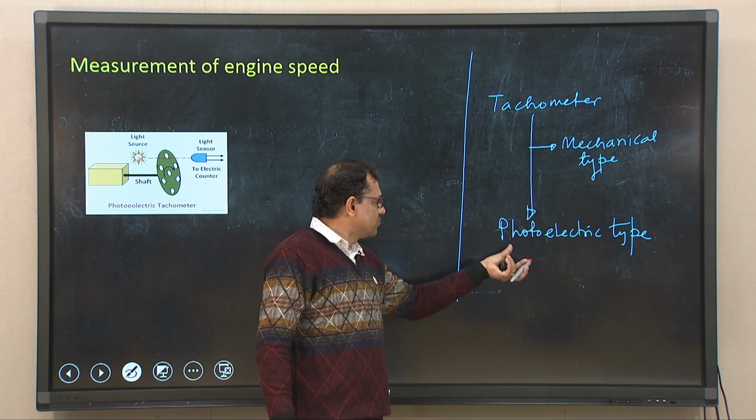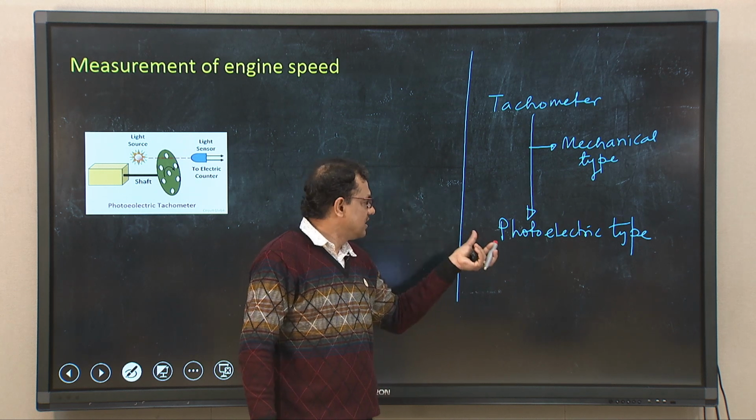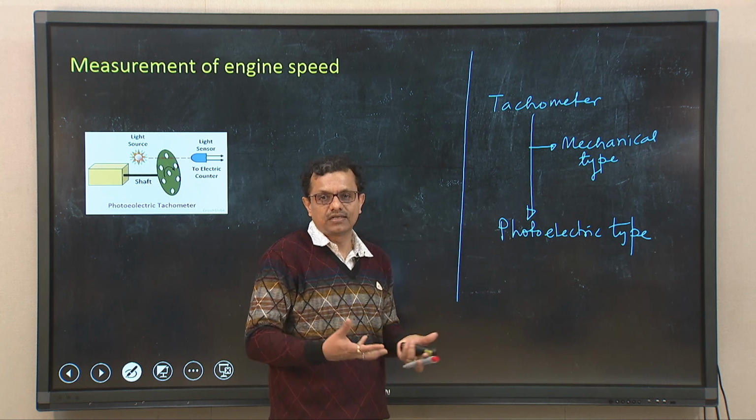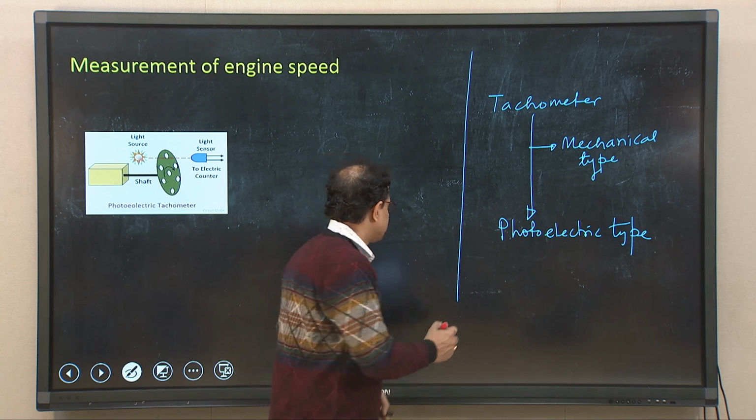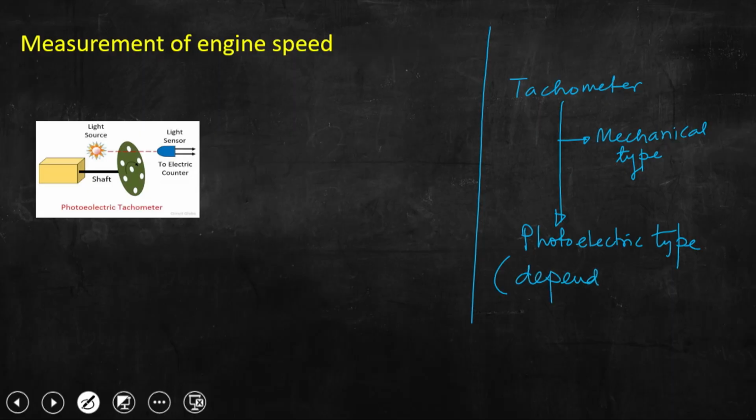Now, we will be discussing the photoelectric type tachometer in today's class, and this particular type of tachometer works using light, by receiving light. Okay. So, that is what we will discuss today. I should write not depends, I should write just works, using light.